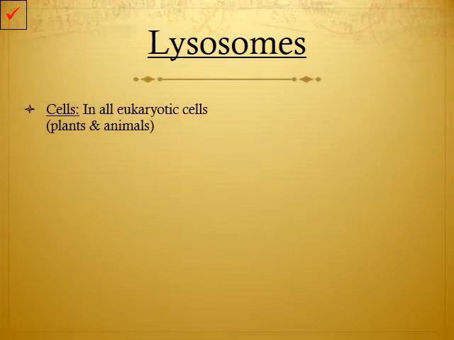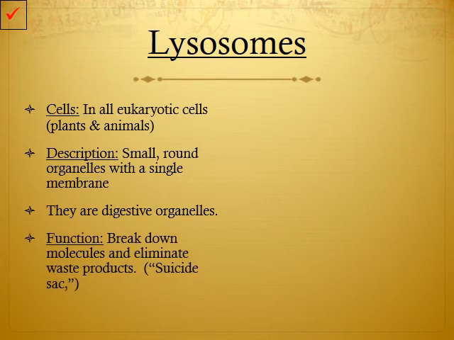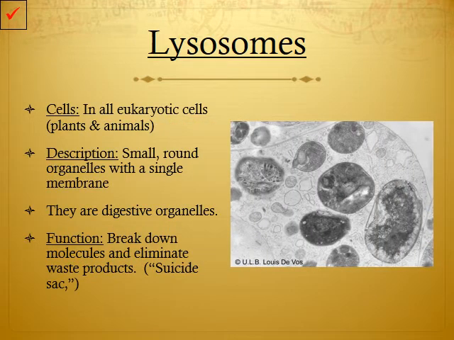Lysosomes. So lysosomes are found in all eukaryotic cells, plants and animals, and they are small round organelles with a single membrane. These are digestive organelles, and their main function is to break down molecules and eliminate waste products. It's kind of a suicide sac. What that means is if it absorbs something, it breaks it down into its most vital components and then attempts to rebuild it. So lysosomes, besides being digestive organelles, are also used to keep the cell clean. So it'll take care of any waste or fix anything that isn't quite working.